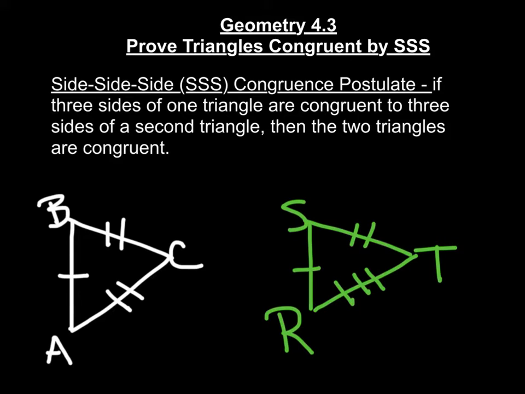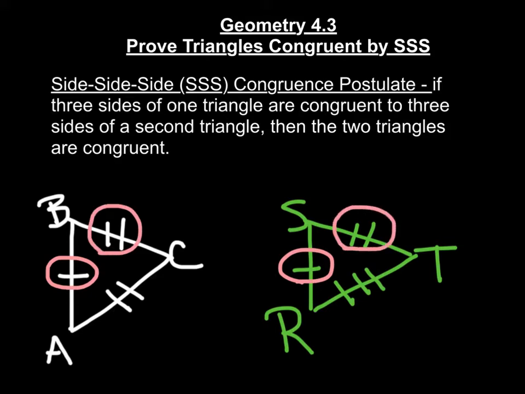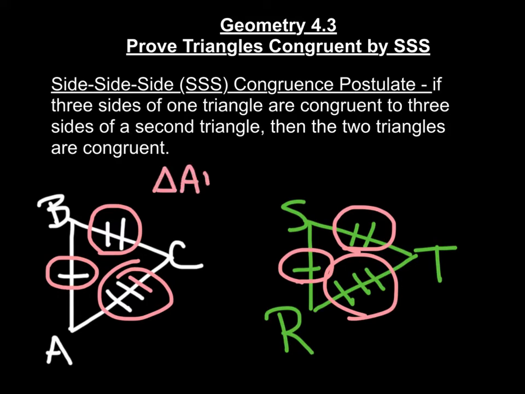Okay, so let's look at these two triangles, ABC and RST. It shows here that AB is congruent to RS. And then the two marks on BC mean that it is equal to the side ST, because it has the two marks. And then we have the three marks: AC is the same as RT. So we have three marks here and three marks here. So we can write a congruence statement from that. We can say that triangle ABC is congruent to triangle RST.